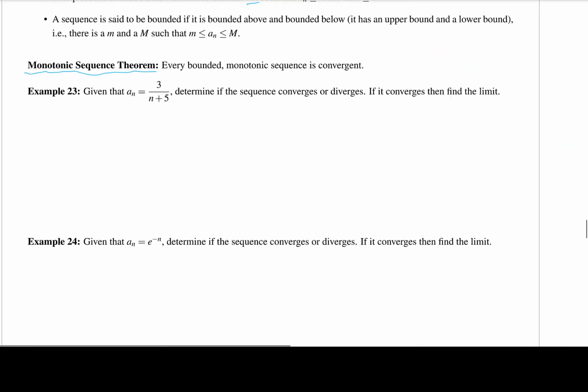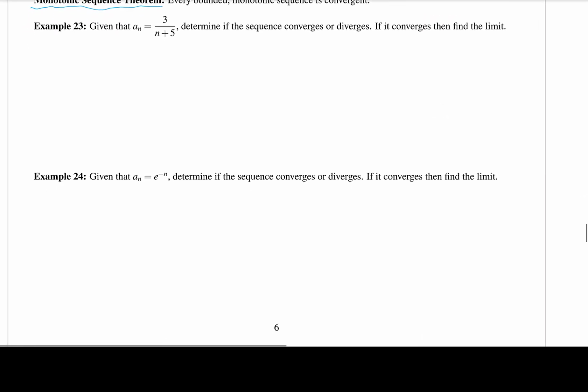So let's look at example 23, see if we can use this. We're given a sub n equals 3 over n plus 5. So what I notice here is that as n is increasing, the denominator is just getting bigger and bigger every single time. And so, like we've discussed before, if our denominator is getting bigger, that means that the fraction itself is getting smaller. So I can say that a sub n is decreasing, right? That tells me it's monotonic.